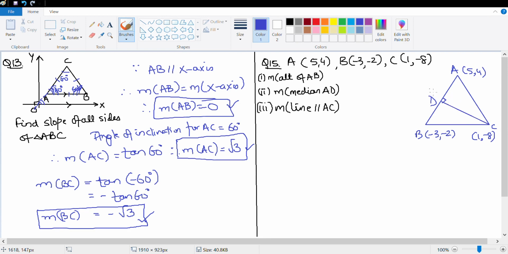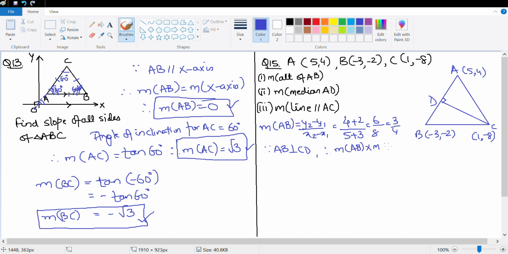So this is making an angle of 90 degrees with AB. So now I know that the slope of AB into the slope of CD will be equal to negative 1. So let's find the slope of AB. The slope of AB will be given by y2 minus y1 upon x2 minus x1. In this case 4 minus negative 2, which means 4 plus 2, upon x2, 5 minus negative 3, which means 5 plus 3, which means 6 upon 8, which means 3 by 4.